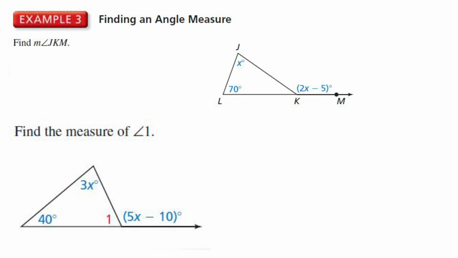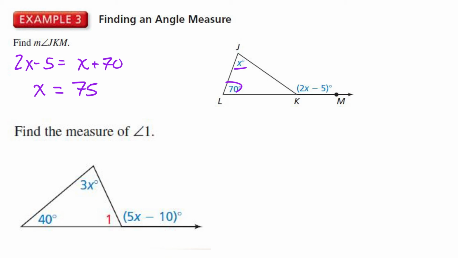So in this example, it wants us to find the measure of angle JKM. So this angle right here. Now, the measure of this angle, according to the exterior angle theorem, is that 2x minus 5 is equal to x plus 70, because we're going to add these two angles together. When we do that, and now we're going to solve for x, we have x is equal to 75.